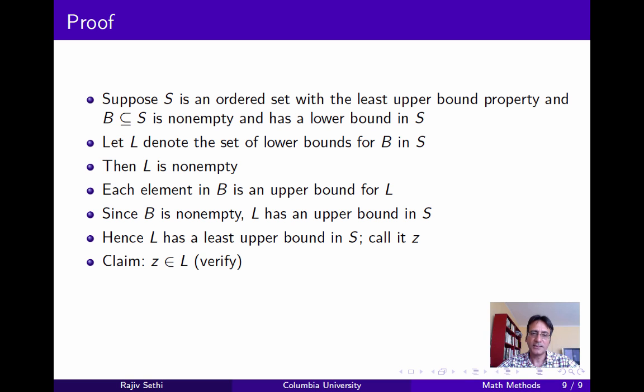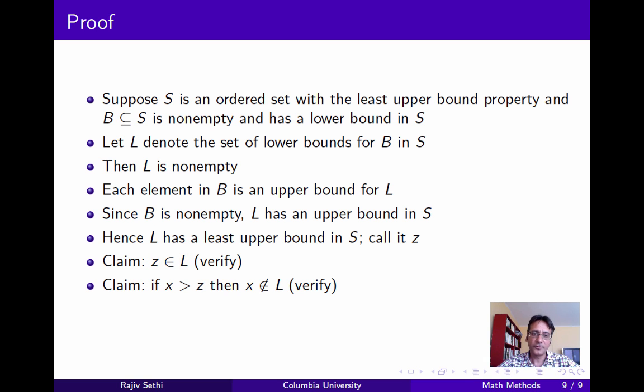To show this, consider any element Y that is smaller than Z. Now Y can't be an upper bound for L because Z is the least upper bound. And so Y can't be an element of B because every element of B is an upper bound for L, and Y is not an upper bound for L. So we conclude that any element Y less than Z cannot be an element of B, and therefore Z is a lower bound for B, and therefore Z is an element of L.